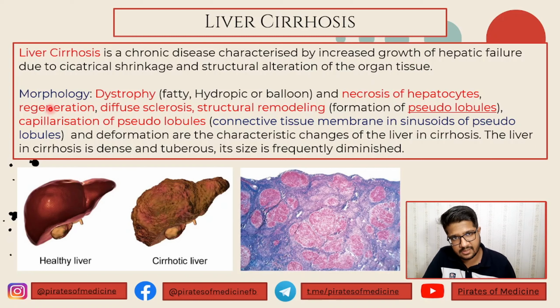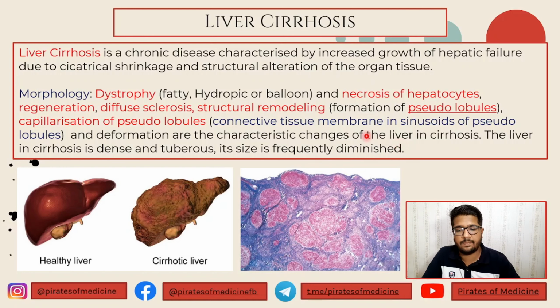So here let's understand more. Morphologically you can see dystrophy. It can be any type: fatty dystrophy, hydropic dystrophy, or balloon dystrophy. Necrosis of the hepatocytes, regeneration, diffuse sclerosis, structural remodeling. Structural remodeling means the formation of pseudolobules. Now, the connective tissue membrane in the sinusoids of pseudolobules capillarizes, which is called capillarization of pseudolobules. So these pseudolobules are characteristic for liver cirrhosis.